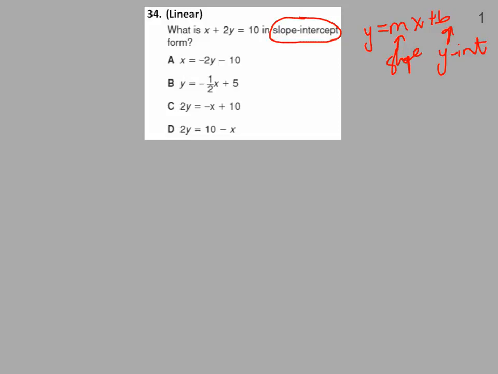Well, the unique thing about the slope-intercept form is that y is always by itself on one side of the equal sign. There's no number in front of it or anything like that. So we just need to get x plus 2y equals 10 into a y by itself form. Now, at this point, I could, since I want to get rid of that 2 in front of the y, divide by 2 on both sides, but whenever you have to divide, you have to distribute it, and it's easier to not have to deal with that until the end.